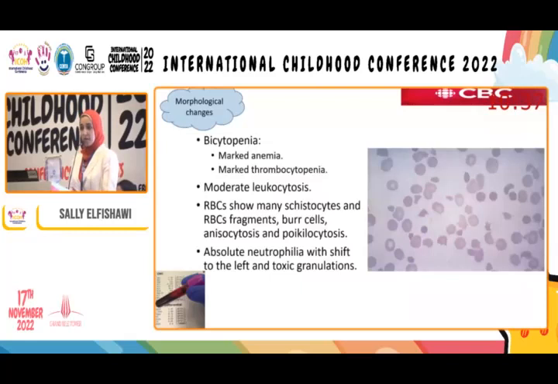We looked at the numerical values. Let's have a look at the morphological changes. There was bicytopenia, anemia, thrombocytopenia. There is moderate leukocytosis, and the RBC morphological changes here are very important. There are many schistocytes and many RBC fragments, burr cells, anisocytosis, and poikilocytosis. There was absolute neutrophilia with shift to the left and toxic granulations.